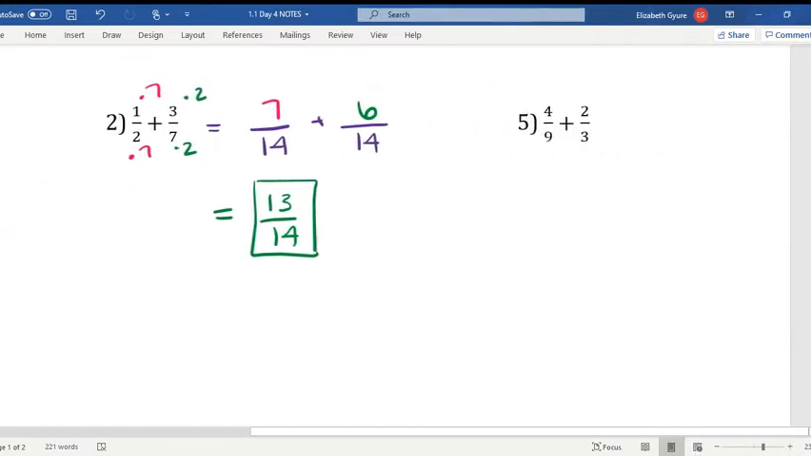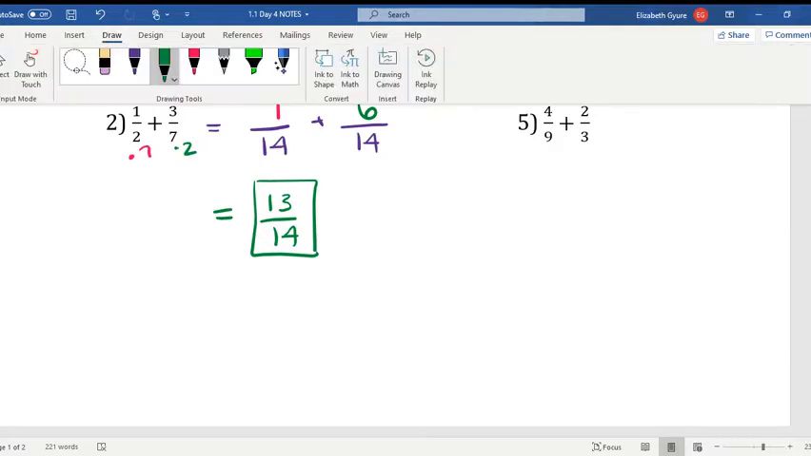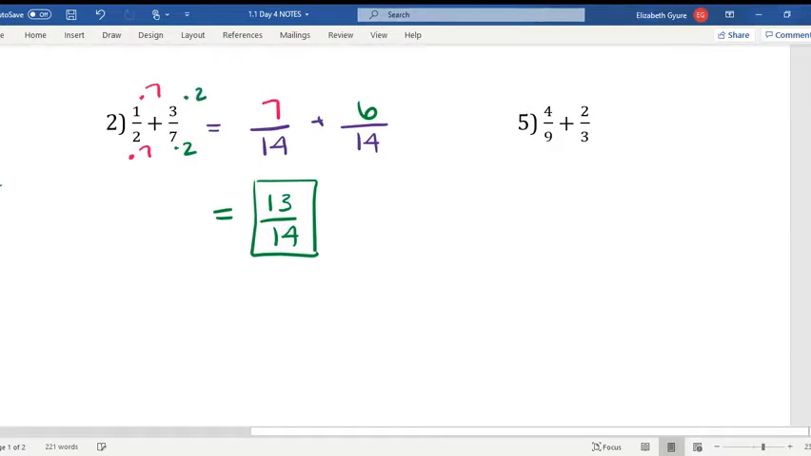Number 5, we got 4 over 9 plus 2 over 3. Now this one I like to give to you because there's a few different things you might pick as the denominator. Yeah, you could do 27, but you could also do 9. Do whichever one you want. 27 is a little bigger, so you might have to reduce. 9 is a little smaller.